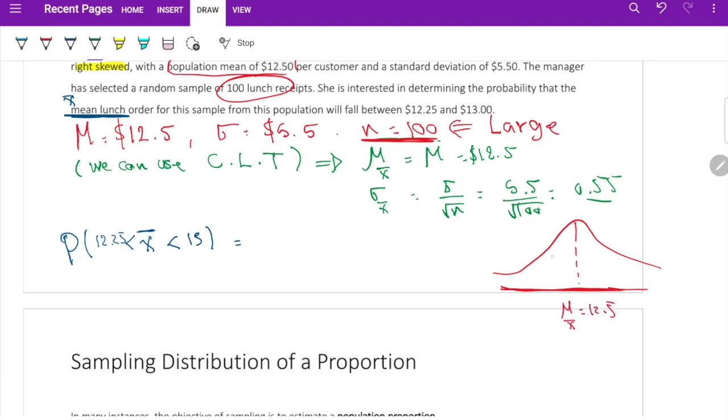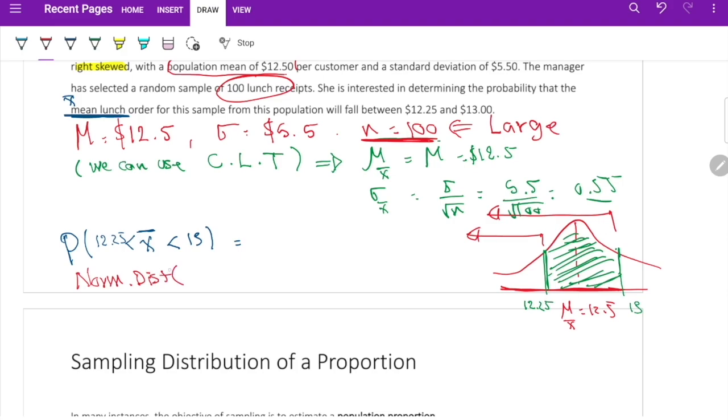We need to know the probability that X bar is between these two numbers. This is 12.25 and this is 13, something like this. We want to find the probability between these two numbers. This is the goal, to find this region. What is the area of this? We know from chapter 6 that we can find the area on the left-hand side of the 13 and the area on the left-hand side of the 12.25. But we have to be careful because this is a sampling distribution.